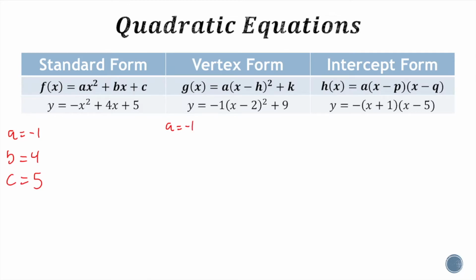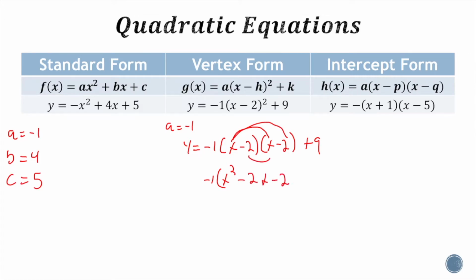And I can rewrite this equation into standard form like this. y is equal to -1 times (x minus 2) times (x minus 2) plus 9. I'm going to always remember the order of operations. x times x, x squared. x times -2, -2x, -2x, positive 4, and that plus 9 comes to the end.